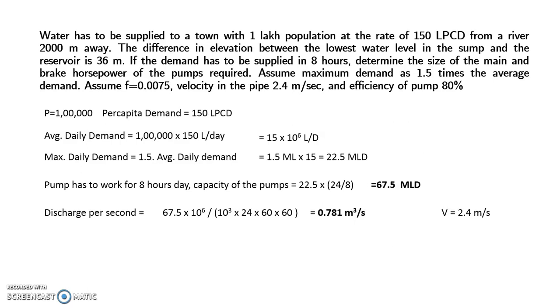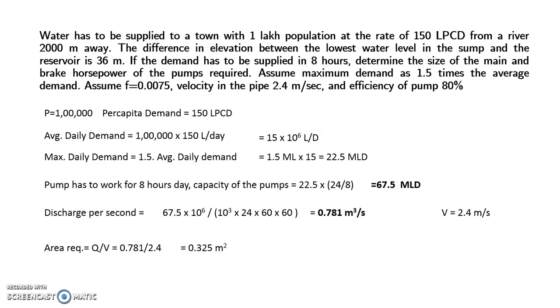We know the concept of the continuity equation, and it says Q equals area into velocity. So the area required is calculated as Q divided by V. Q is 0.781 meter cube per second divided by the velocity 2.4, and the area required is 0.325 meter square.